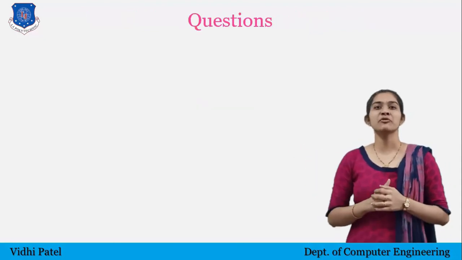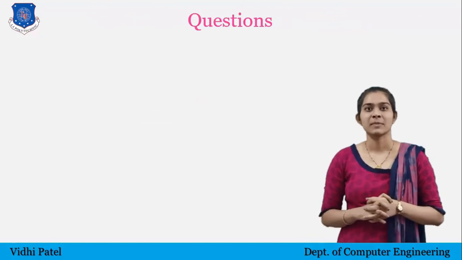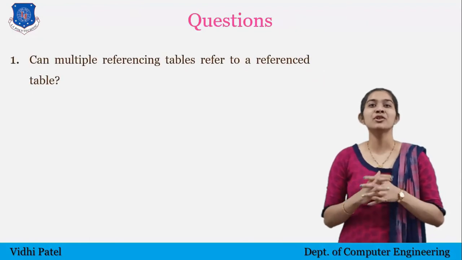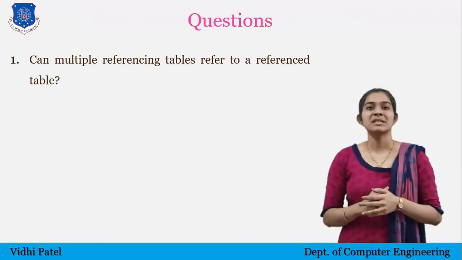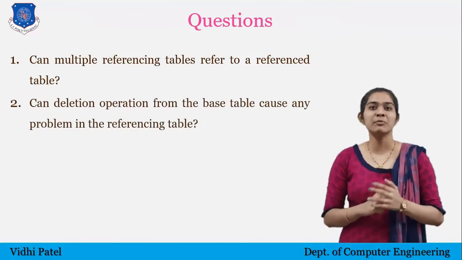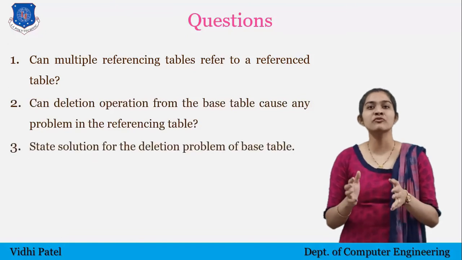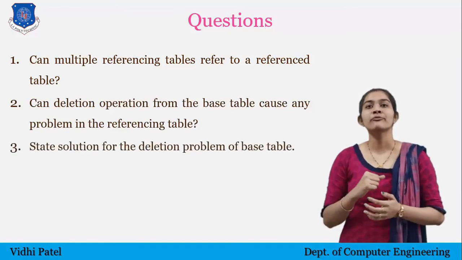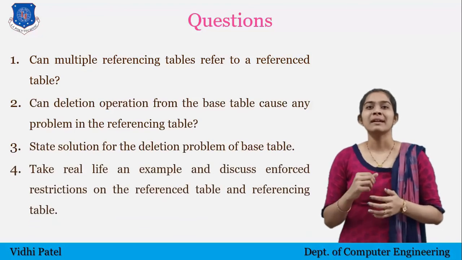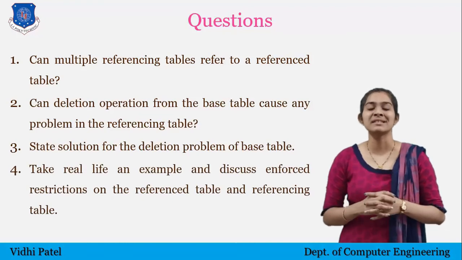There are some important questions available for this tutorial. Let's see them one by one. First one is, can multiple referencing tables refer to a reference table? Next one is, can the deletion operation from the base table cause any problem in the referencing table? Next question is, state the solution for the deletion problem of the base table. Next question is, take a real life example and discuss enforced restrictions on the reference table and referencing table.